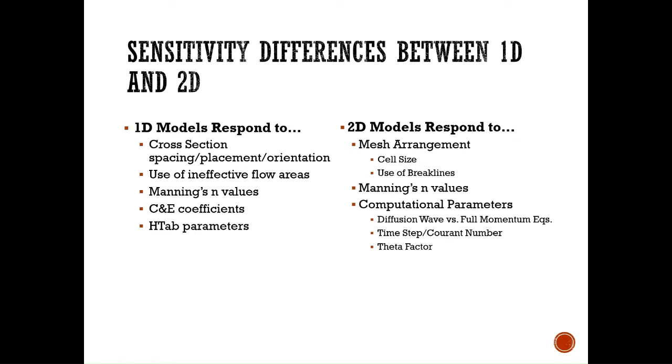But because 2D models are inherently going to be unsteady state, you've got a host of computational parameters that can affect your model results. So particularly when we talk about the different equations that we can use in HEC-RAS for a 2D model, between a diffusion wave or the full momentum equations, those are going to affect your 2D model results. But also things like your time step, Courant number, can affect the stability of your model, perhaps affecting the results, as well as things like a theta weighting factor.